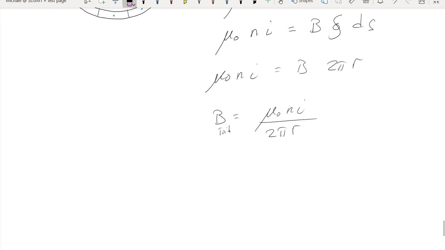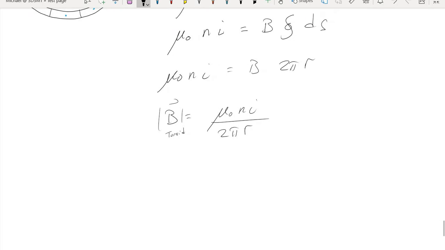Can't spell today. Try that again. That is the magnetic field magnitude for the toroid.